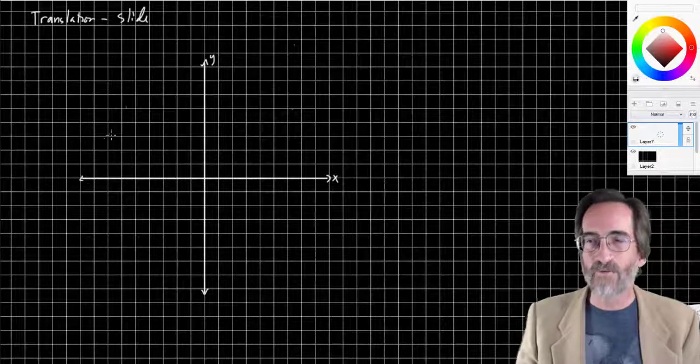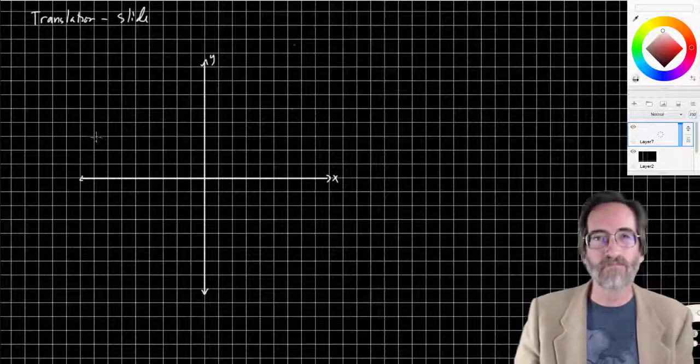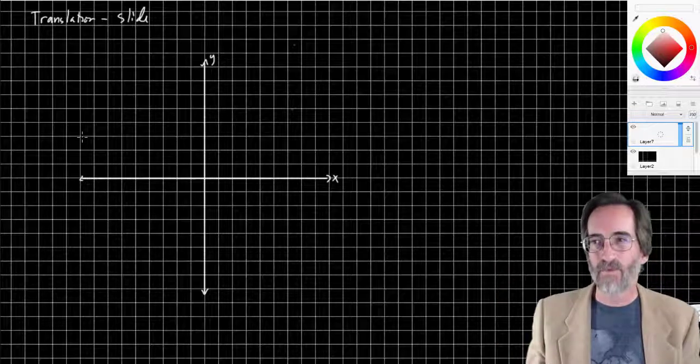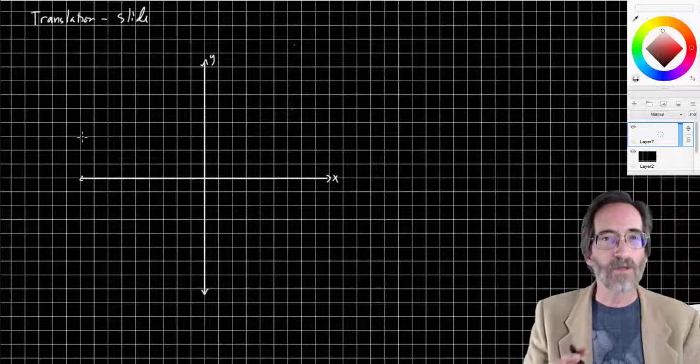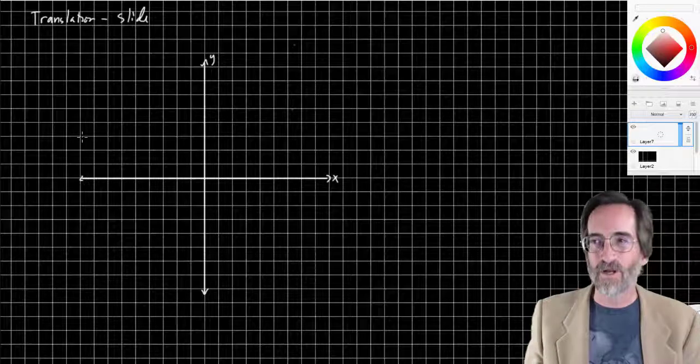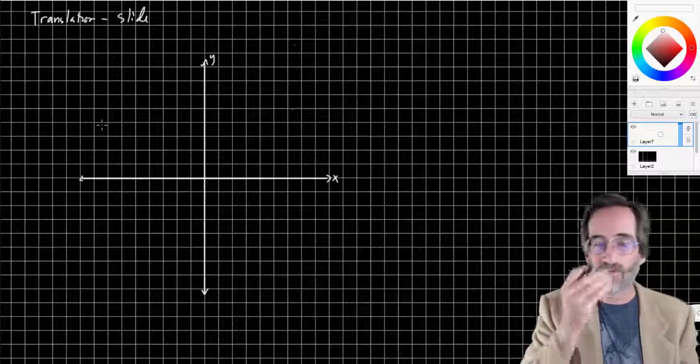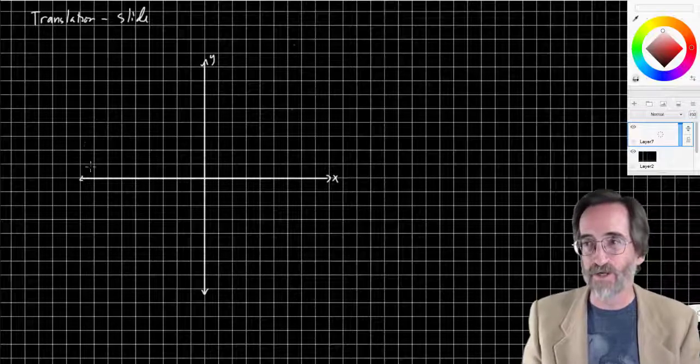It's when an object starts at one place and moves to another by sliding. Okay? So it can move to the right or the left, it can move up or down, or any combination thereof. It is not when we spin it, and it is not when we flip it. Those are different kinds of transformations.